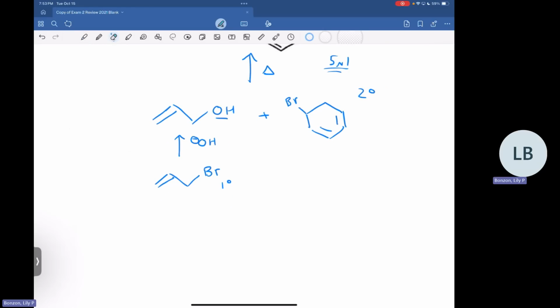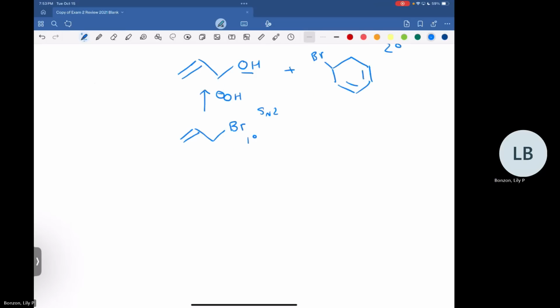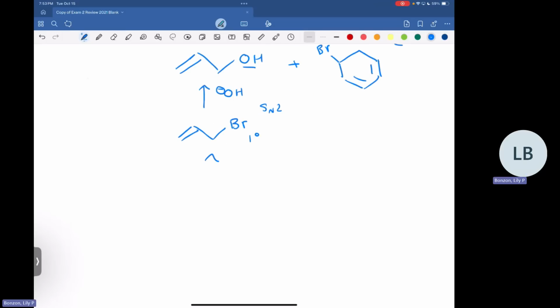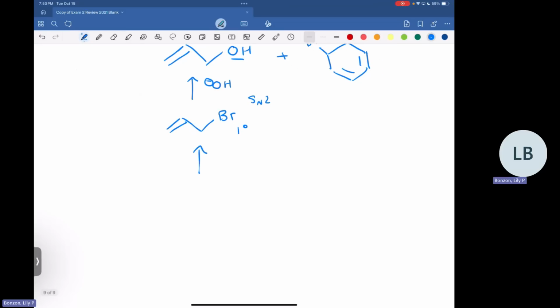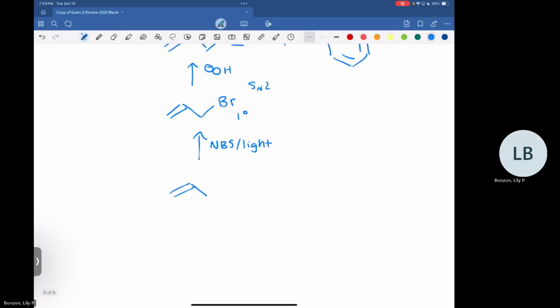And then from here, we have an allylic bromide. So we need to do a bromination reaction. And so whenever you have an alkene, the bromination reaction you're going to use is going to be the NBS and light reaction. And so that's just going to give us the allylic bromide.